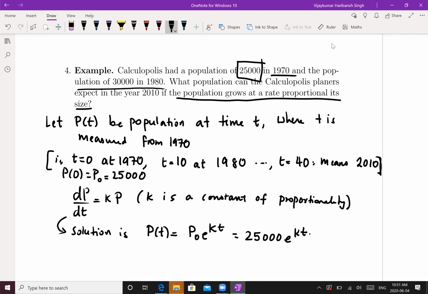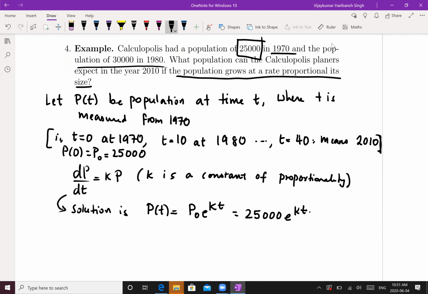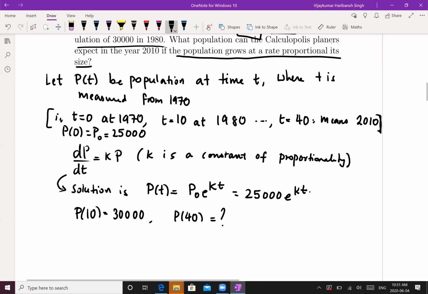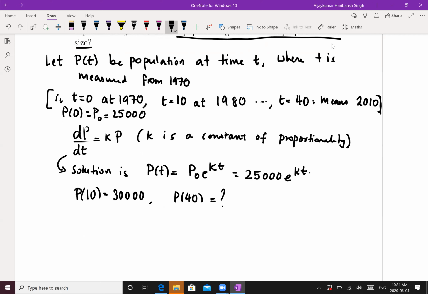Now, if you look at this problem, you're given P of 10, which is 30,000, and P of 40 is the question mark. This is what we need to find out. We could have plugged 40 in this equation right away, but the problem is that there is a constant k, which we need to find out. So let's find out that constant k.